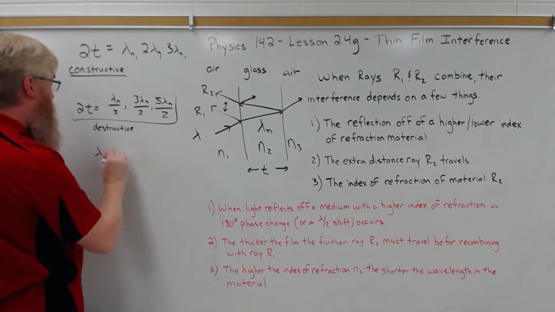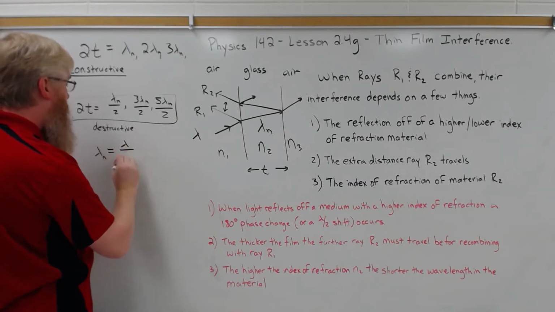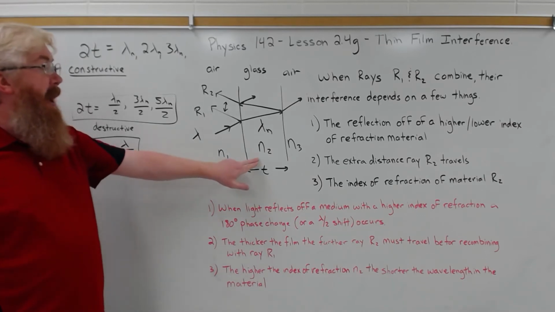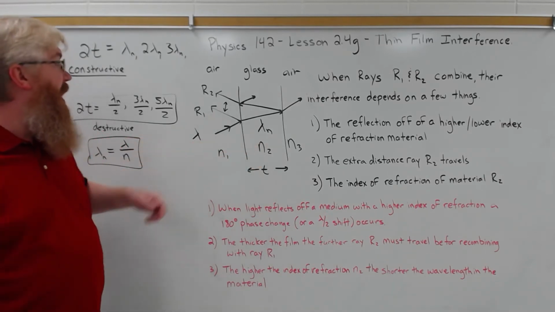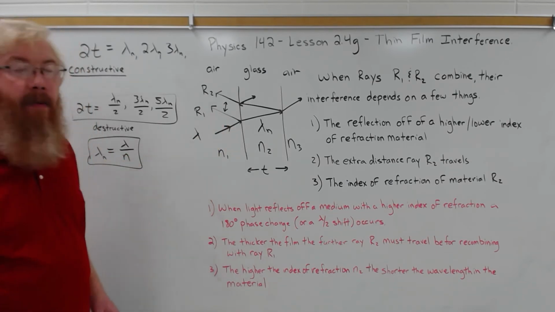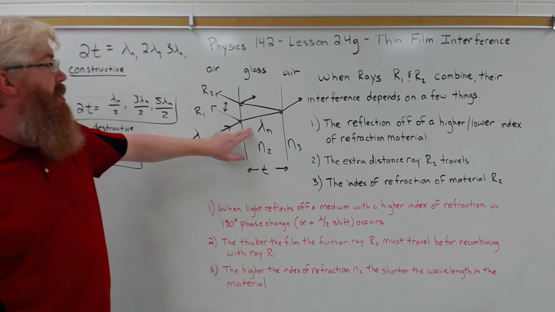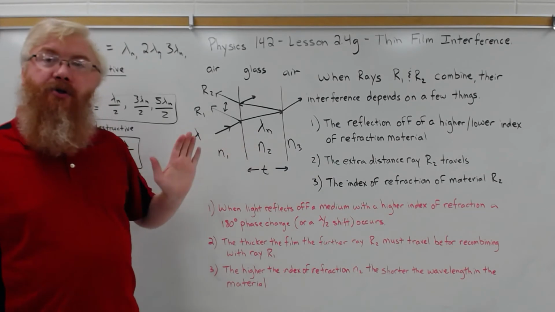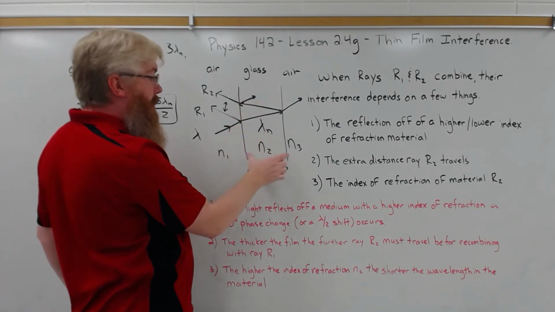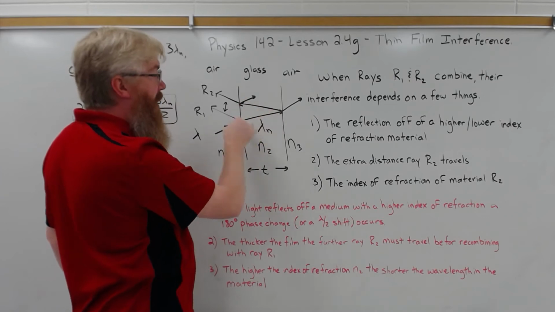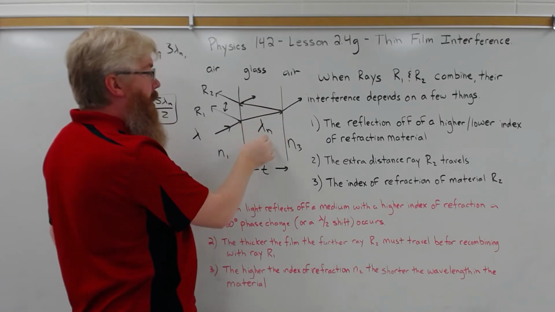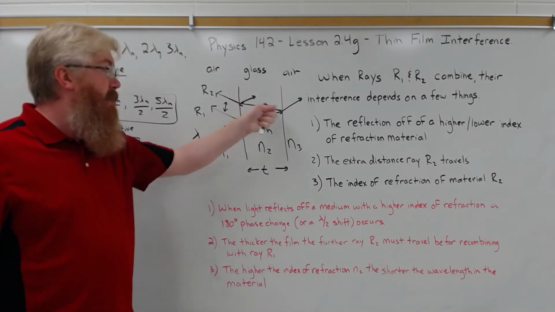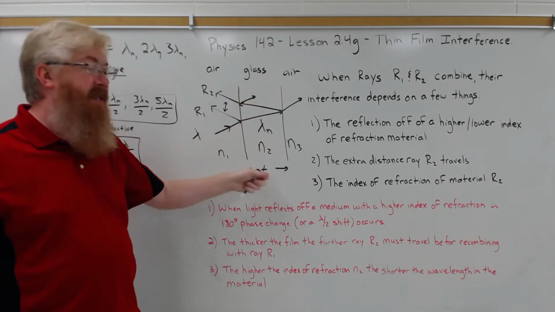Remembering that lambda sub n is equal to lambda over the index of refraction of the material you're going through. So this is glass. Let's say we start off at 500 nanometers of light coming in, so blue light. The wavelength in this material depends on the index of refraction because that changes the wavelength of light. The bigger the index of refraction, the shorter the wavelength. So not only does changing the thickness change the amount of wavelengths you have in this extra step, changing the index of refraction also changes the wavelength of light, changing the amount of wavelengths you experience as you travel this extra distance.